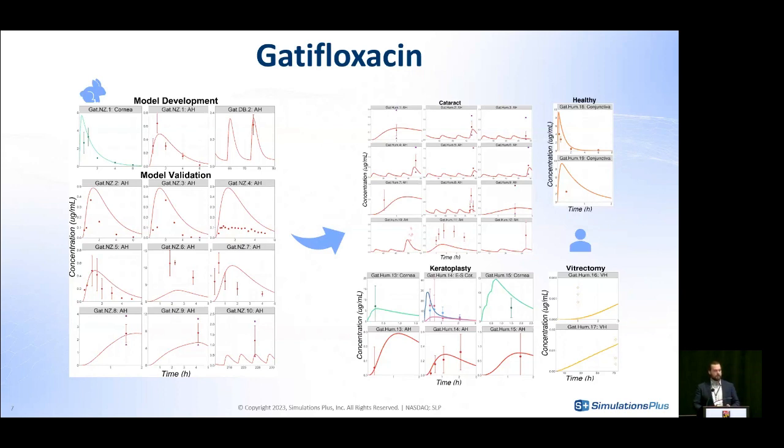And what you see now on the right side of the slide, or the left, depending on how you're looking at it, are the predictions of human local data following topical administration of gatifloxacin. We had data collected in patients going through cataract, keratoplasty, and vitrectomy surgery. And we also had conjunctiva data in healthy subjects. There is quite significant interstudy variability, but overall, the model was able to do a really good job at predicting the local concentration in human once it's been validated in rabbits.